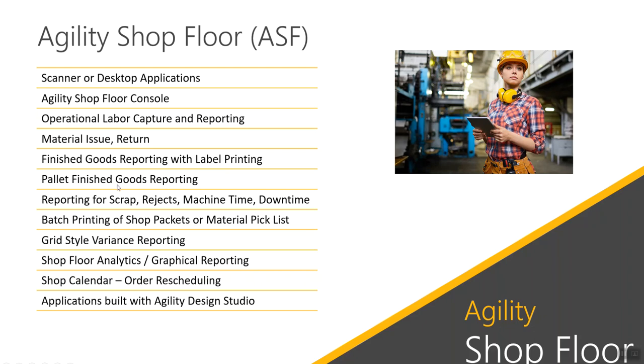There's options to do pallet production. So if you produce finished goods and put 24 cases on a pallet, we can keep track of that. And then when you move the pallet around, you've got all those cases moving at the same time. There's options for scrap, rejects, machine time, and downtime. And we can do batch printing of documents. So if you want to gang print a number of things all at once for jobs that are ready to go, you can do that.